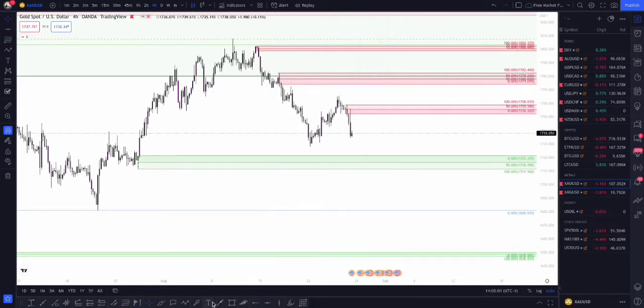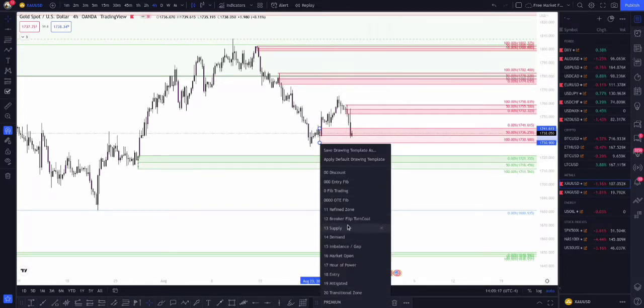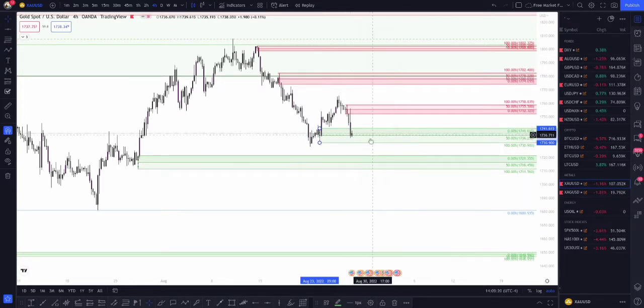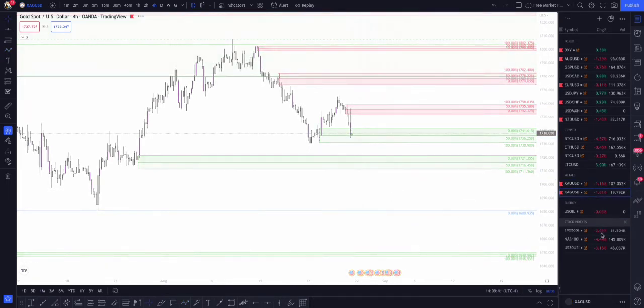So we could possibly see gold pull up, because again, we're sitting inside of demand. It has been mitigated, or it was mitigated on Friday. So we could see that bounce up, maybe just into here and then come down, or we may see it come up into any of these unmitigated 4-hour supplies.